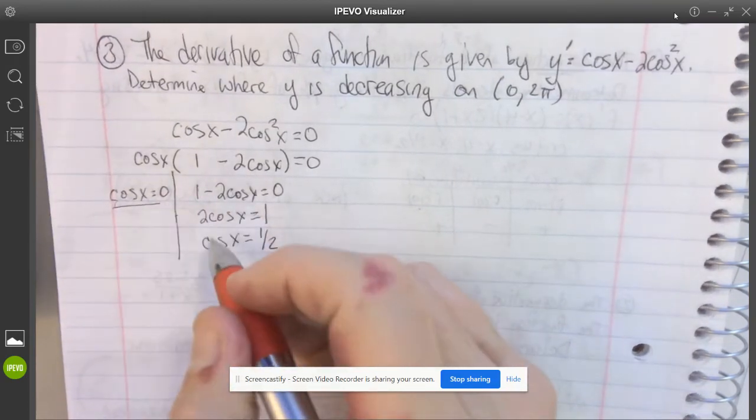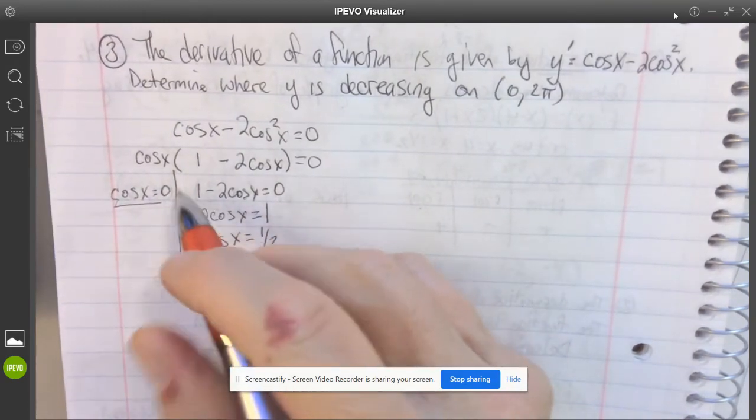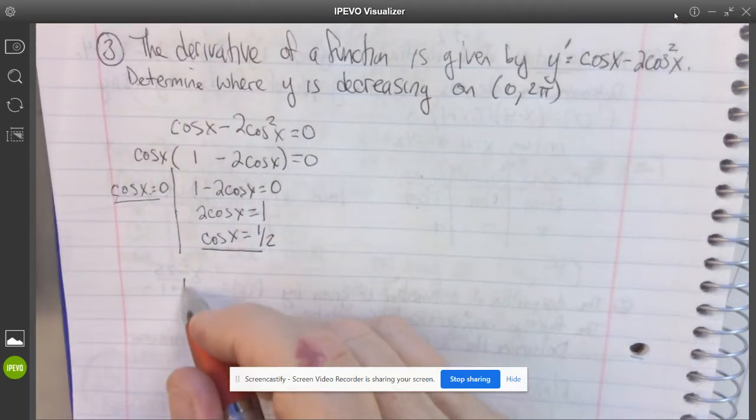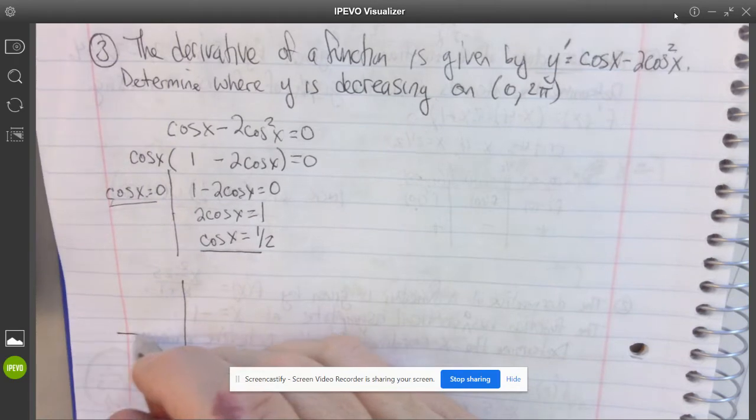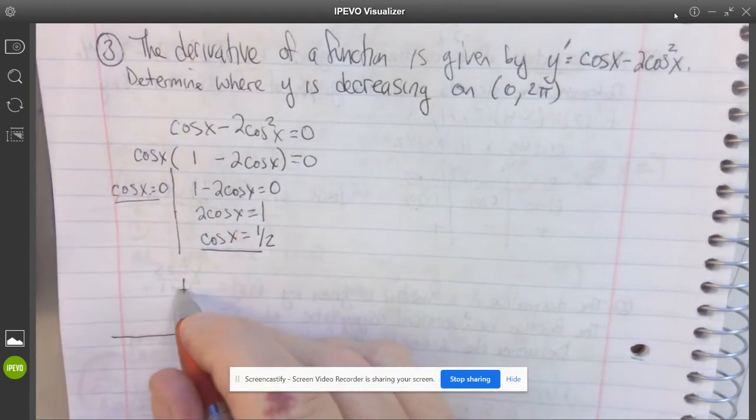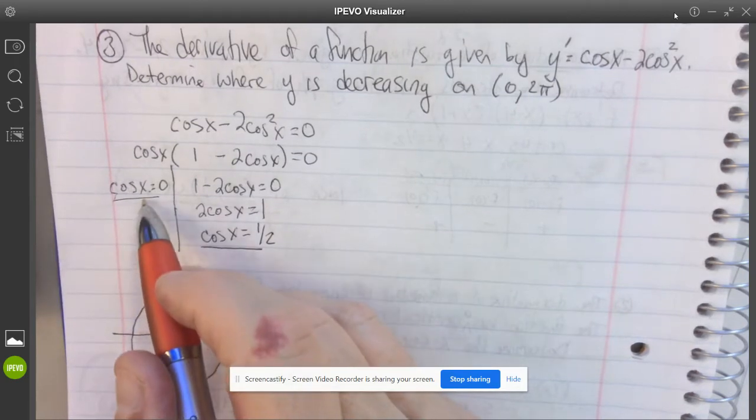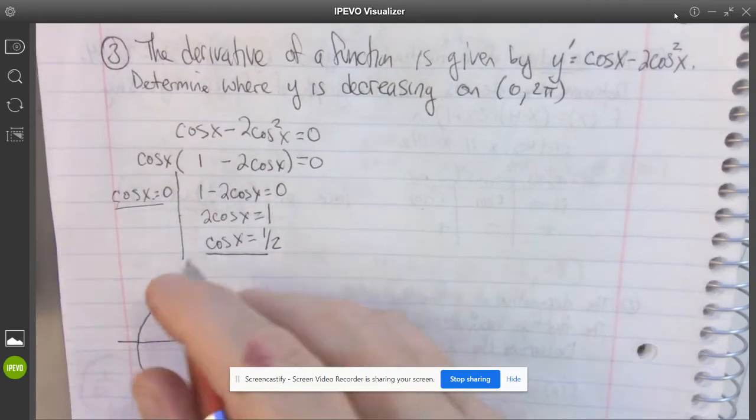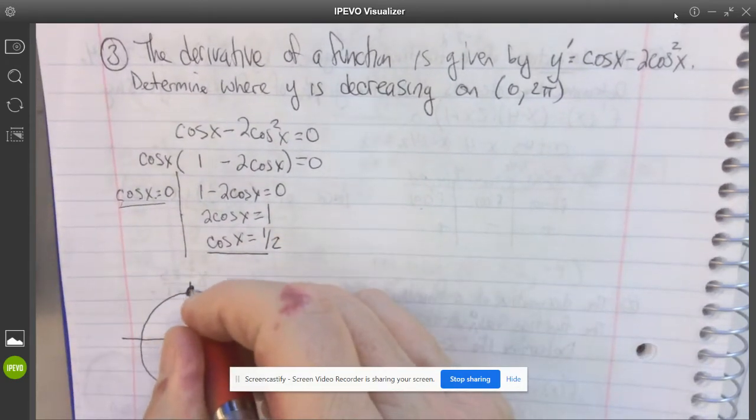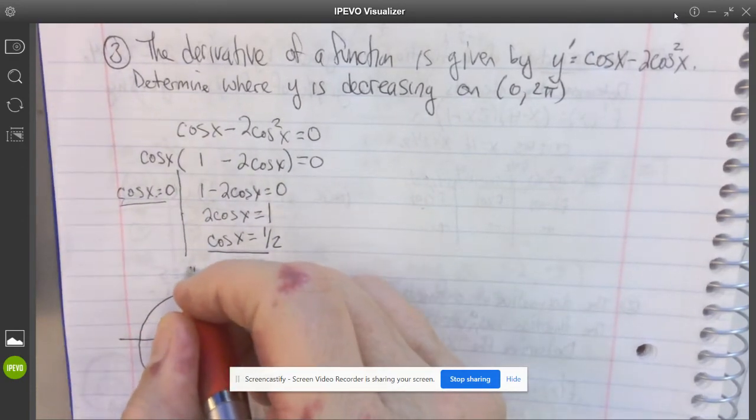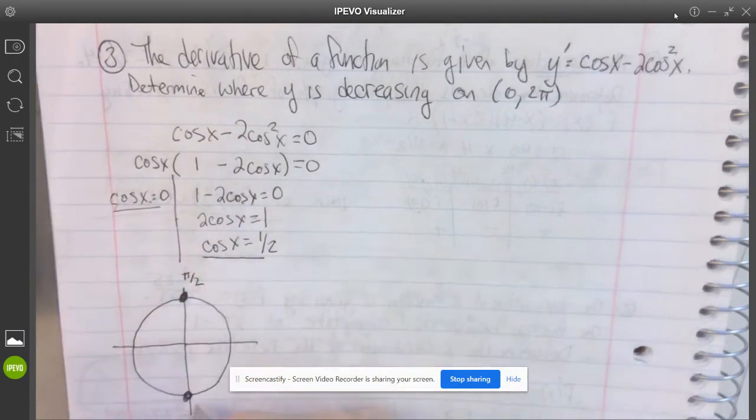So we have to solve these two trig equations, figure out where cosine is 0 and cosine is 1/2. So we're going to take the unit circle here. Cosine is 0 when x is 0, so x is 0 right here and right here. Pi over 2, 3 pi over 2.